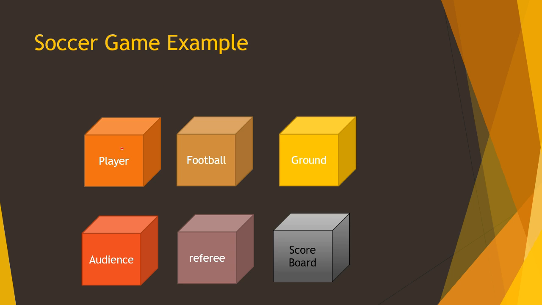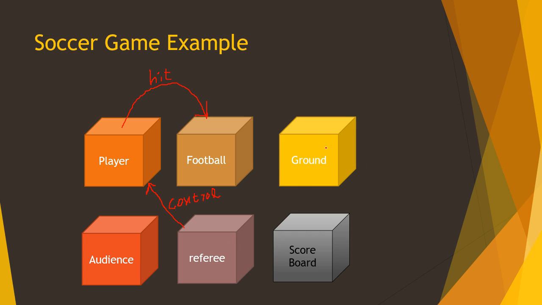What do you think is the interaction between the player and football? Of course, a player can hit the football. So this is one interaction. Now, what is the relationship between the referee and player? Of course, a referee can direct or control the players, and audience can watch players, football, referee, ground, etc.